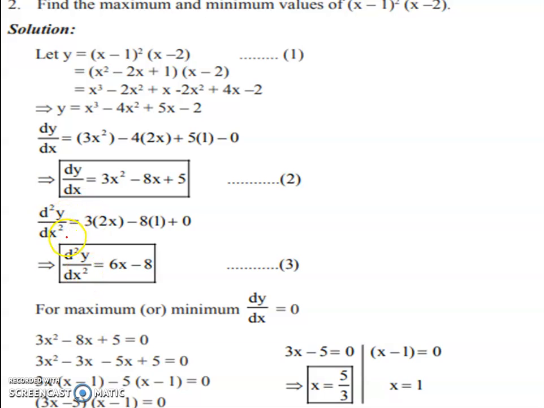Now d square y by dx square: the derivative of x square is 2x, the derivative of x is 1, the derivative of a constant is 0. So 2 into 3 is 6x, and 8 into 1 is minus 8. So this is the second order derivative we define.